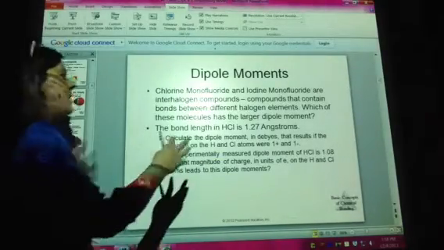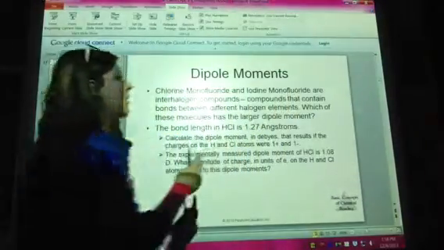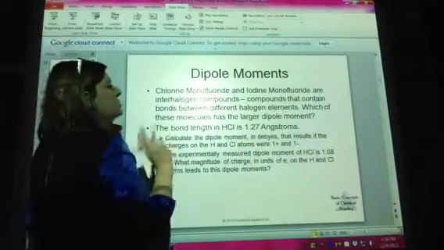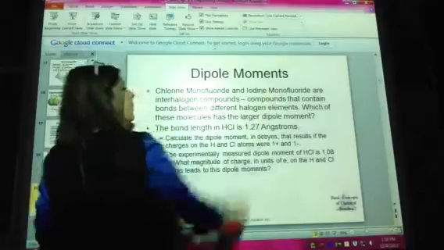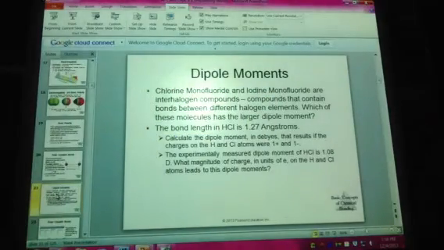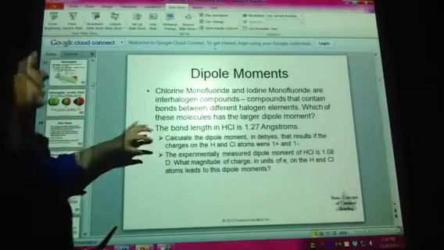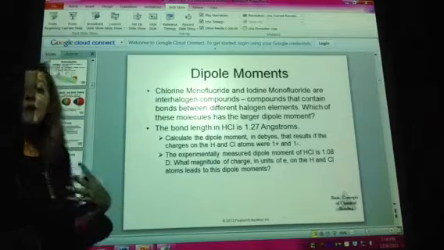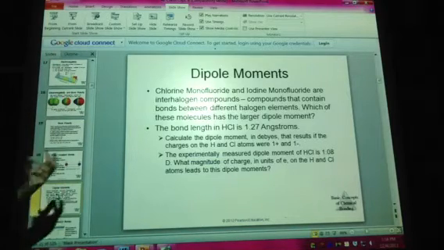Those two elements is much greater in iodine monofluoride than in chlorine monofluoride. So because of that, the larger dipole moment has to be in iodine monofluoride. But now we could also do something where we're calculating or quantifying dipole moment.